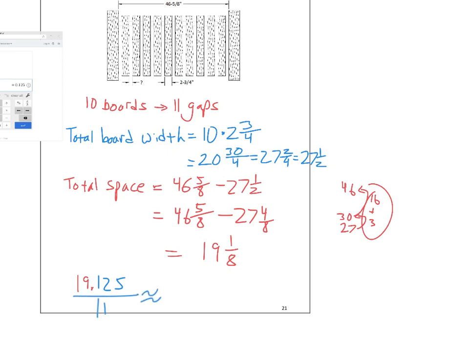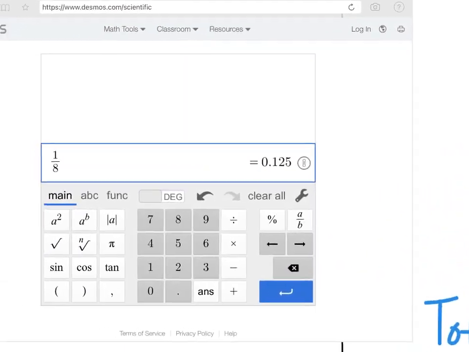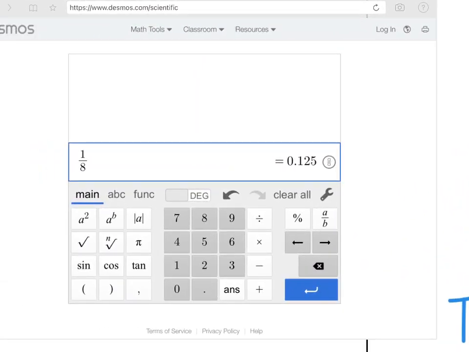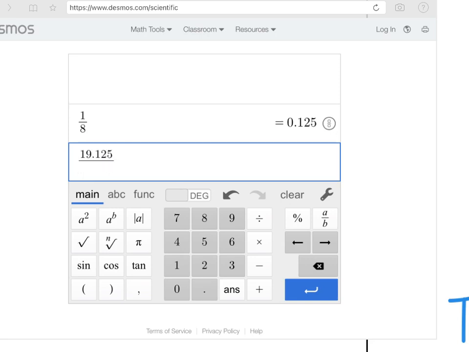All right, now 19.125. All right, let's go up here to our calculator. And it's best on your calculator, by the way, to hit enter, this little blue thing in the bottom right corner, and keep that stuff up above. You don't need to keep hitting clear. So we have 19.125, and we're going to divide that by 11. What we get is this big old ugly decimal.